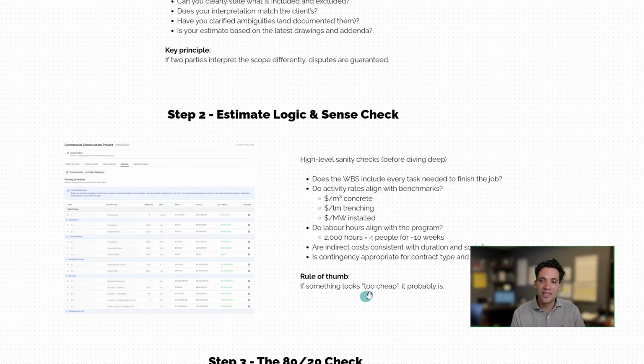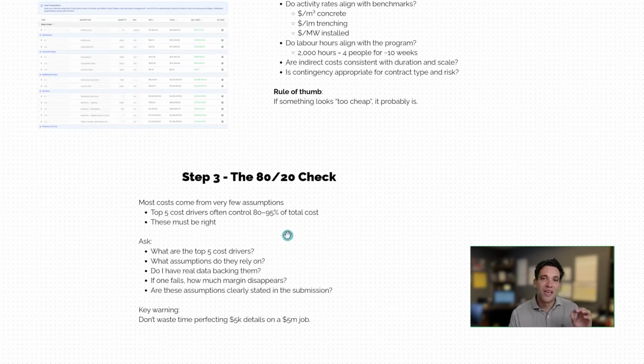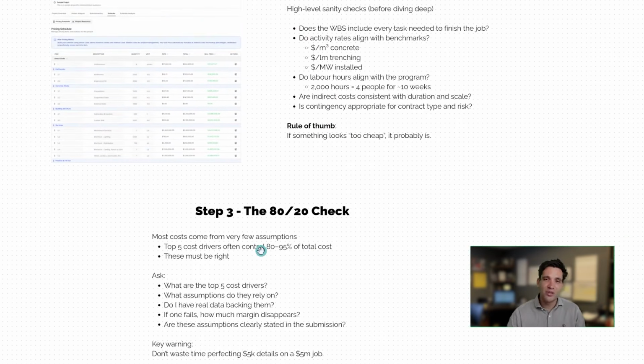And then the final one is to check that your contingency matches the type of contract and the risk. So once I've done the estimate logic and sense check, the next thing I like to do is the 80-20 check. This is basically to look at your price and look at what are the key things that will make up 80% of the cost.